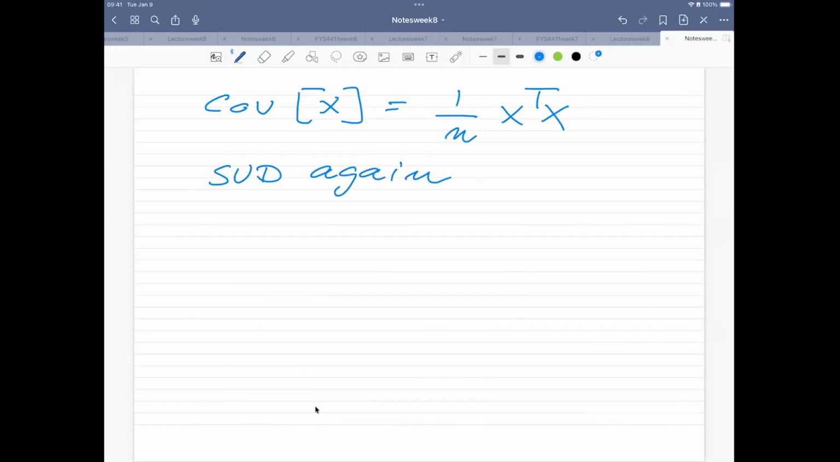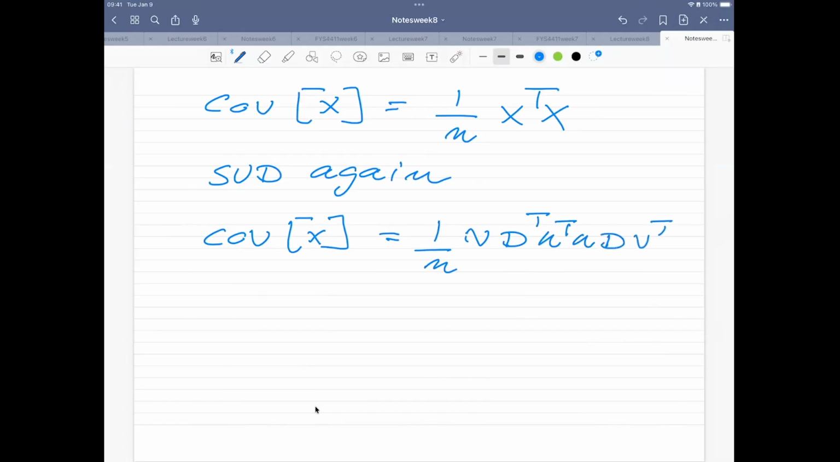So if we now insert that one, what we have is that the covariance of X is then equal to 1 over n, and then I have V of D transpose times U transpose times U times D times V transpose. Here we use the orthogonality. So that means that this is 1 over N of V D transpose D V transpose.